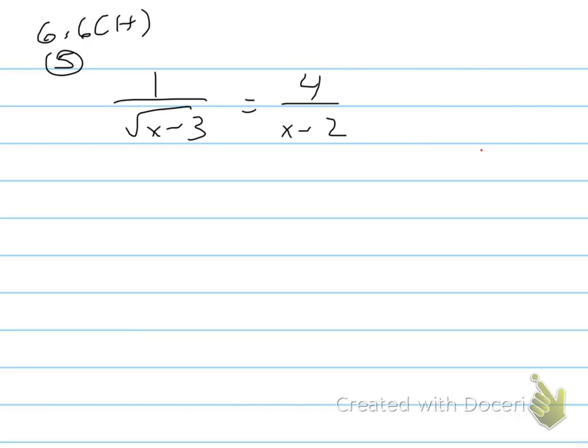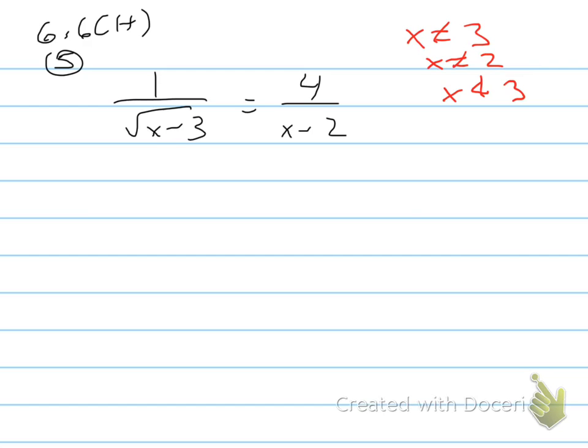Alright, so there's a couple things to consider in this one. First of all, my denominator can't be 0, so therefore x cannot be 3. This denominator can't be 0, so x cannot be 2. And then let's recognize that we can't take the square root of a negative number either. So not only can x not be 3, x can't be less than 3 either, because then I'm going to be taking the square root of a negative number. So we'll keep those things in mind.